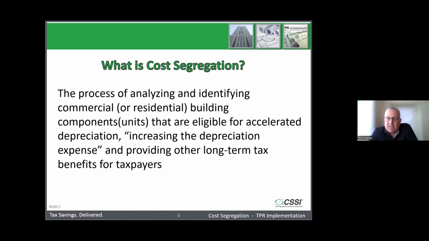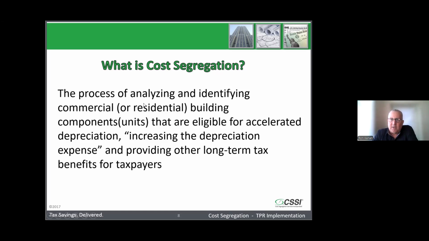So cost segregation is the process of analyzing and identifying commercial or residential building components. They're called building units, that's the legal term, that are eligible for accelerated depreciation. They increase the depreciation expense and basically help you keep more money in your pocket, okay? Well, once you increase your expenses, you get to keep more money in your pocket, and this is what the process is helping you do. Guys, you can stop me with questions, but if you give me just a little bit more, maybe you'll have even better questions or more questions, okay?